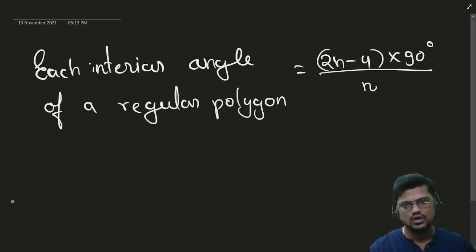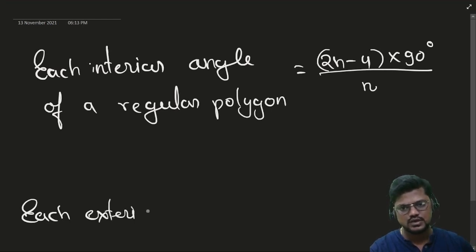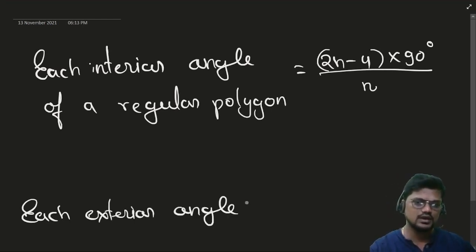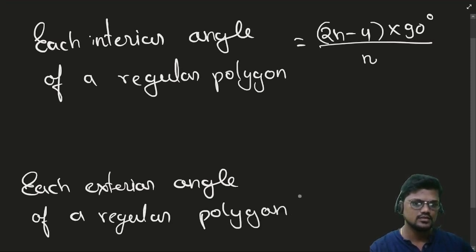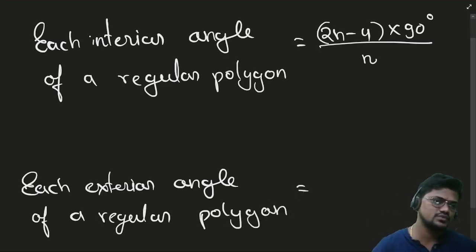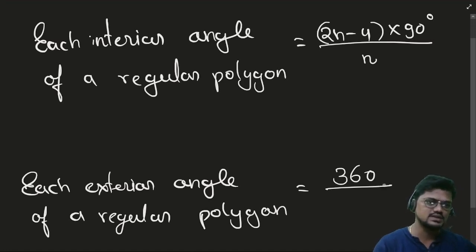Yeah. Also, what will be each exterior angle? Exterior angle of a regular polygon. We know that the sum of exterior angles of a polygon is 360. Since it will have n number of angles. If it has n sides, it will have n number of angles. All the angles are equal, so if you divide it by n, you will get each exterior angle. Got it? How many of you have understood this formula?